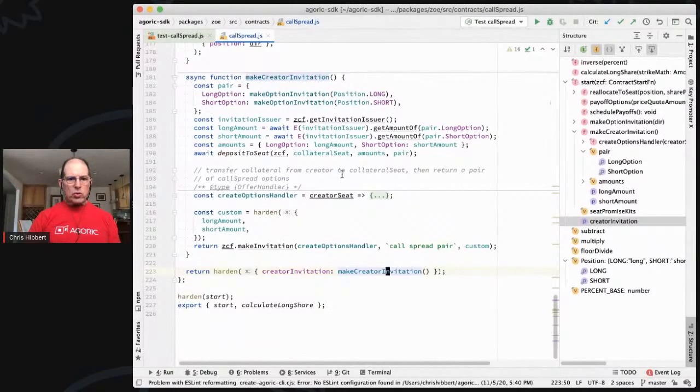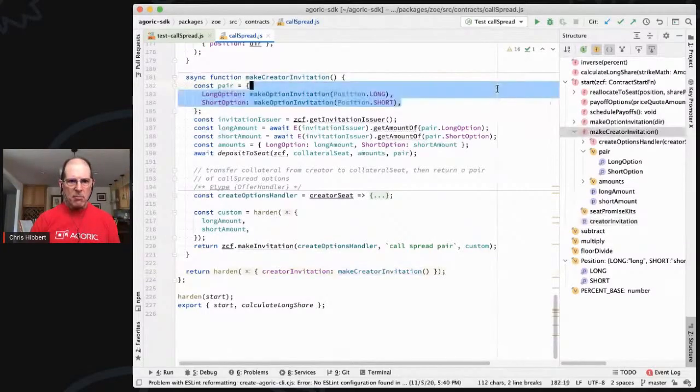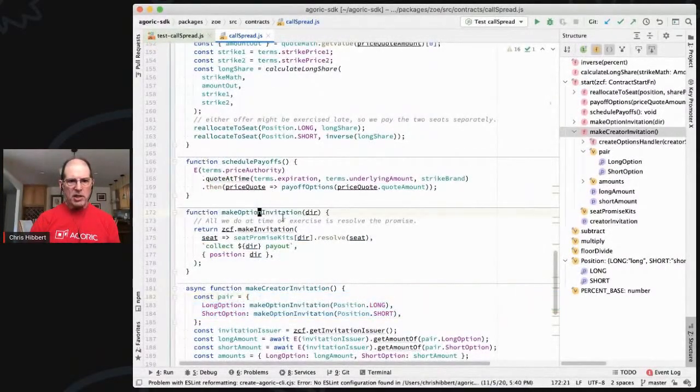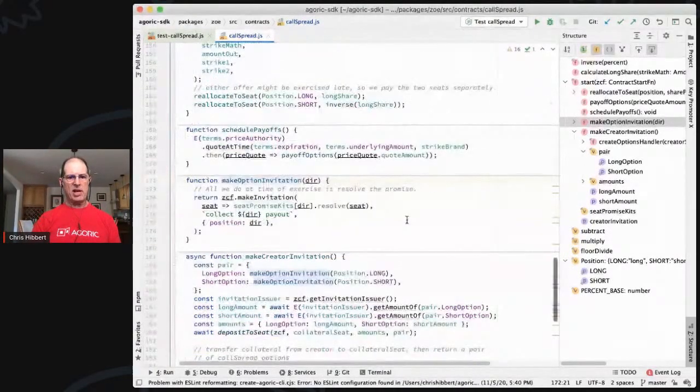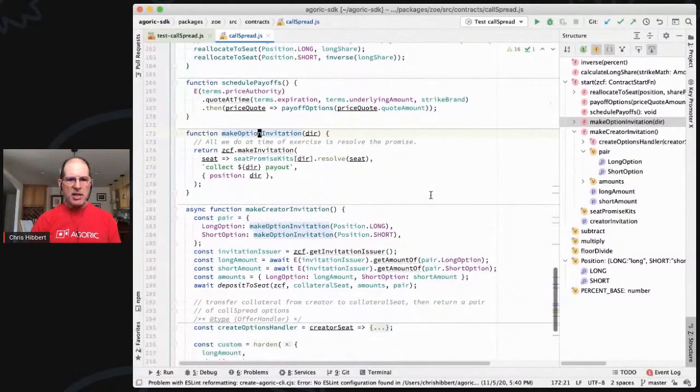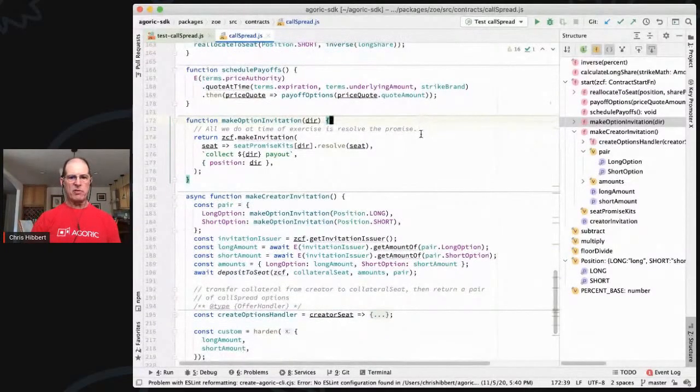So all of this is about creating those two invitations. Those are here. So these inner invitations, as I said, they just assign a seat. I'll talk about the promises stuff later. But these make option invitations are really simple. They don't do very much.